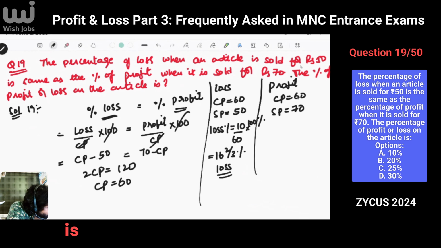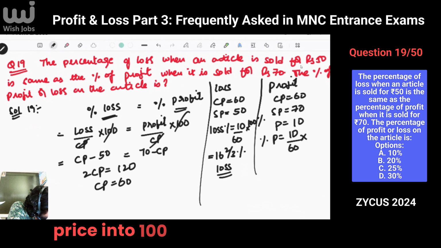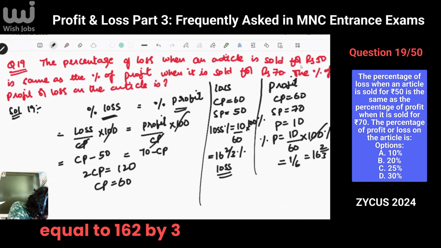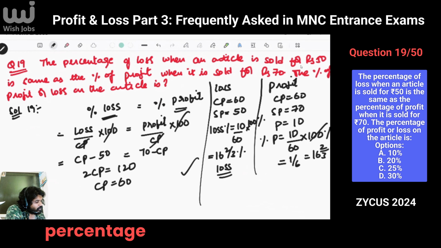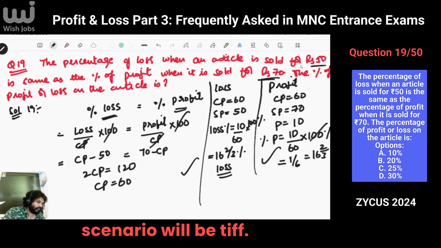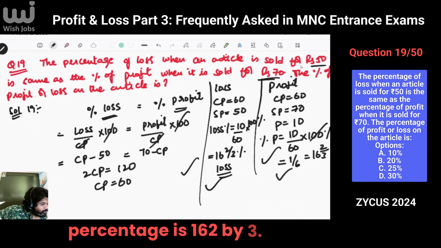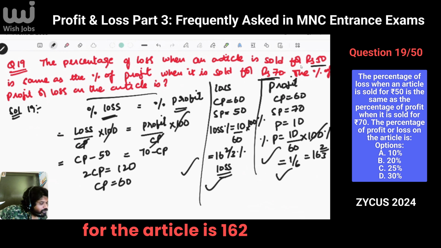In the second scenario, cost price is 60, selling price is 70, so profit would be 10. Profit percentage would be 10 by cost price into 100 percent. So 10 by 60 is 1 by 6, 1 by 6 equals 16 2 by 3 percent. When the loss is 16 2 by 3 percent and the profit is 16 2 by 3 percent, the selling prices of the first scenario and the second scenario will be different. The loss percentage is 16 2 by 3 and the profit percentage is 16 2 by 3. The profit or loss for the article is 16 2 by 3 percent.